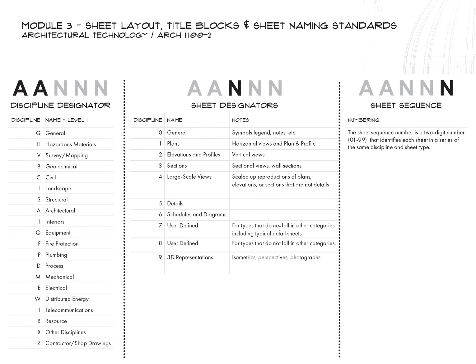Okay, so let's break this down a little bit. So when we talked about the discipline designator, these first 2 right here, these are all of the different categories that we have, and these are the order that they should appear in your plan set.